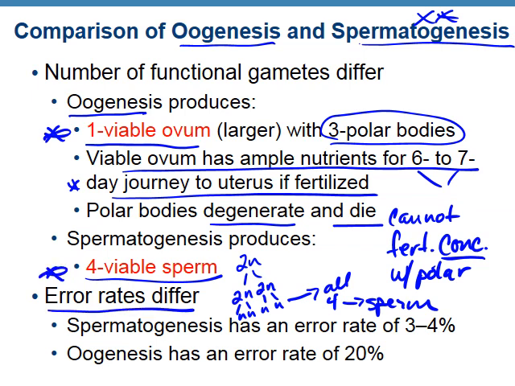I wanted to just mention this error rate. I'm not trying to blame women. I just want you to see that because oogenesis has a lot of stop, start, you know how we kept saying arrested, right? Start, stop, stop, start. Because of all of that, you have about a 20% error rate, in terms of chromosomes not separating properly, or maybe DNA being damaged during the division process. So oogenesis has a higher rate of errors than spermatogenesis.